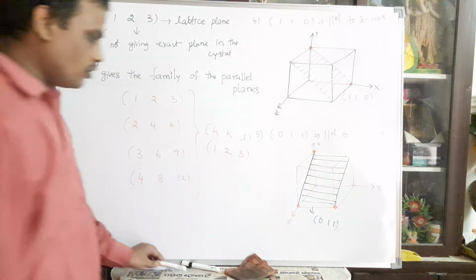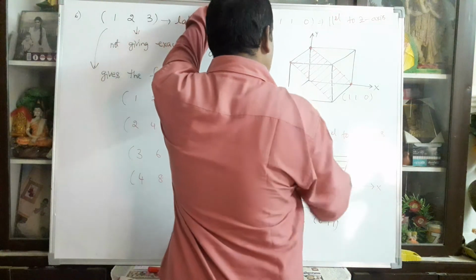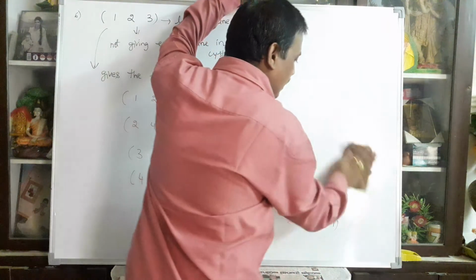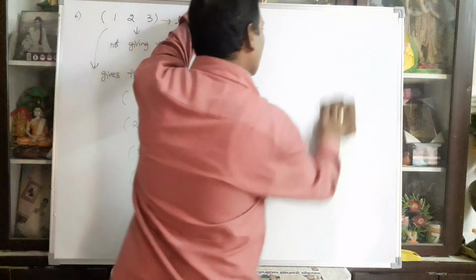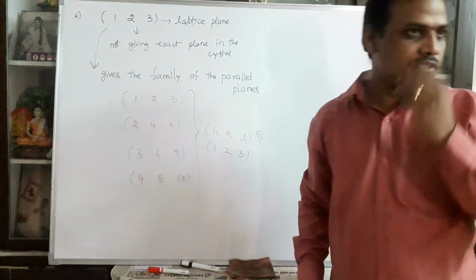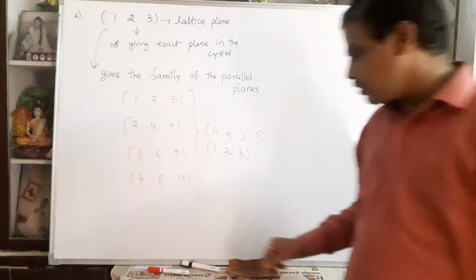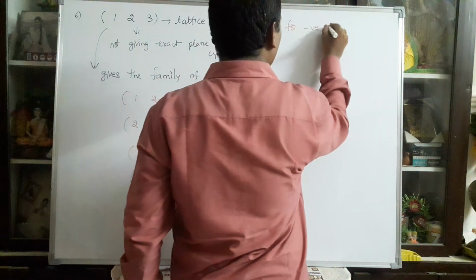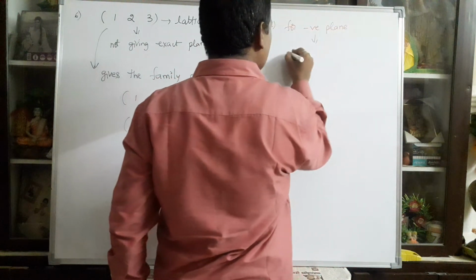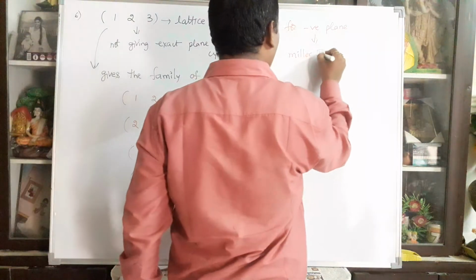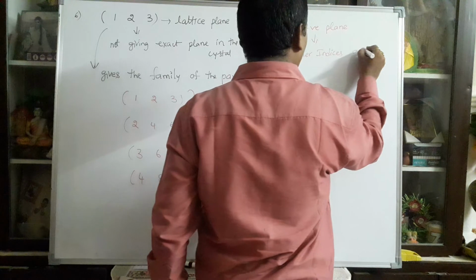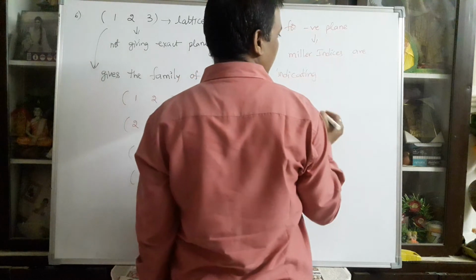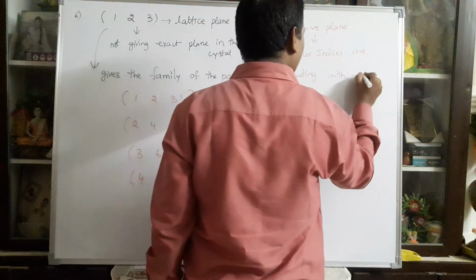So according to these Miller indices, presently we have drawn only positive planes. What about negative planes? Do negative planes exist or not? Within the crystal structure, negative planes also exist. For negative planes, Miller indices can be indicated with negative values.